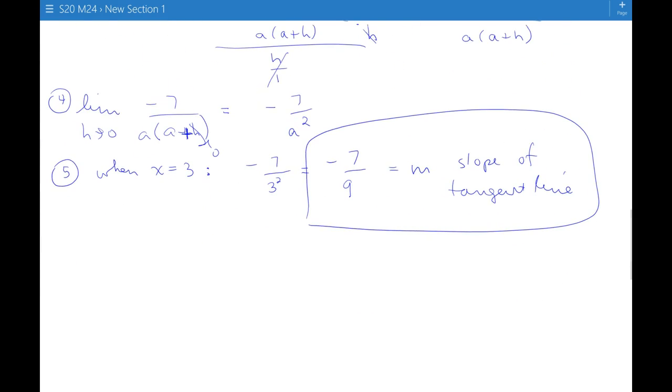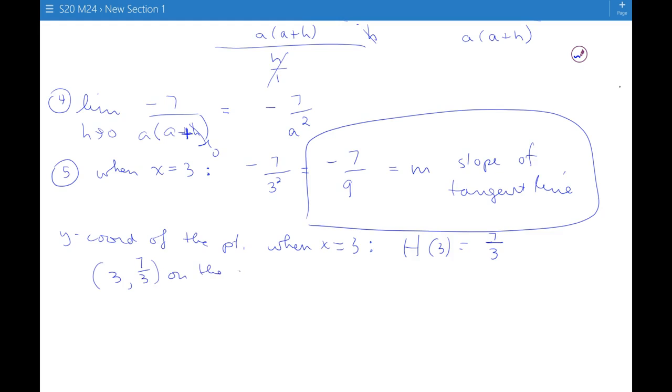Okay, so now we need the y coordinate of the point when x is 3. So that's going to be the function evaluated at 3, which is going to be 7/3. So we have the point (3, 7/3) on the graph of capital H and on the tangent line.